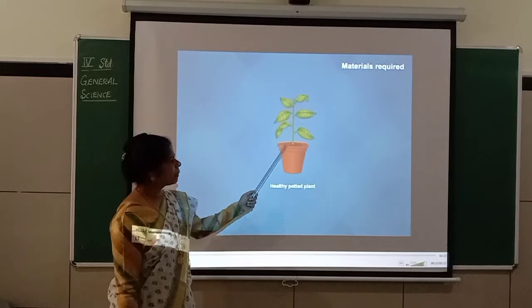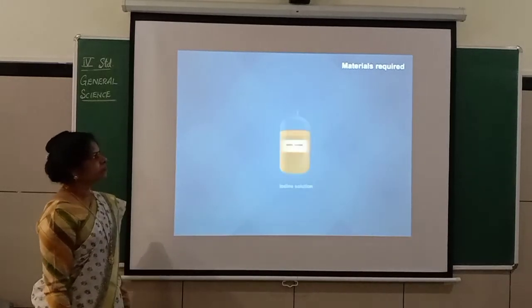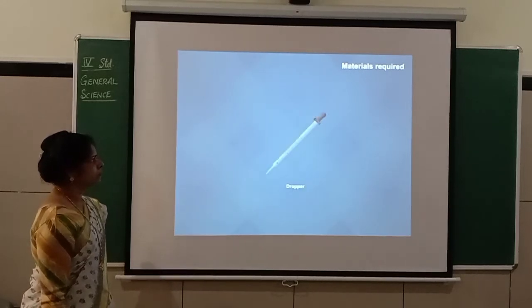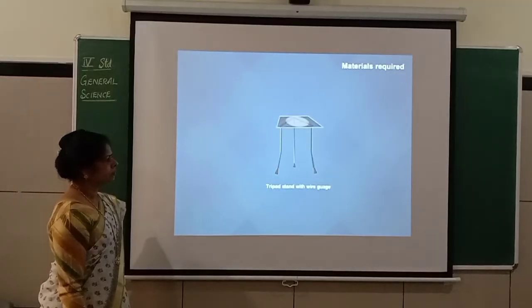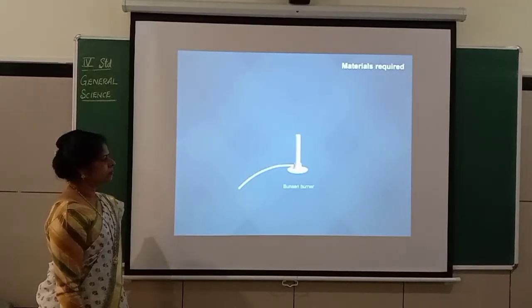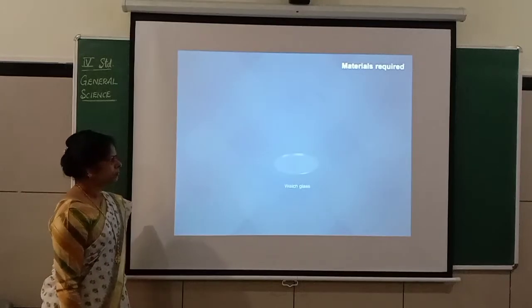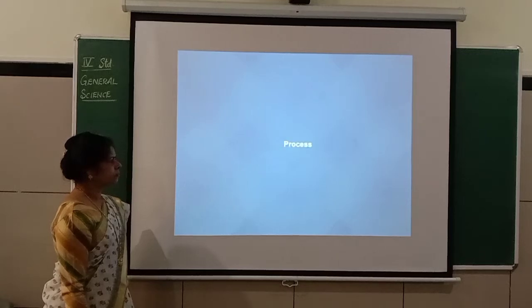Okay, what is this? A healthy potted plant. Alcohol, iodine solution, dropper, forceps, tripod stand with wire gauze, Bunsen burner, 2 beakers with water, watch glass, test tube. Process.